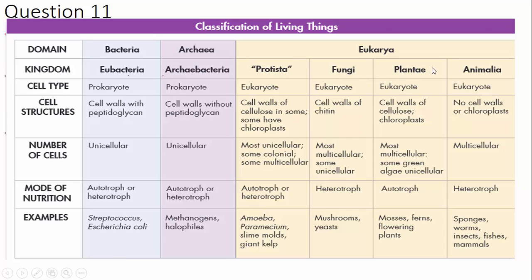So there are 6 kingdoms, 1, 2, 3, 4, 5, 6. And then there are 3 domains: the bacteria, the archaea, and the eukarya. So the archaea refers to the kingdom of the archaebacteria. Bacteria refers to the kingdom of the eubacteria. Eukarya, which means eukaryotic, refers to protista, fungi, plantae, and animalia. There are 7 taxa, which are the species, the genus, the family, the order, the kingdoms, the phylum, the class, all those that we looked at earlier.